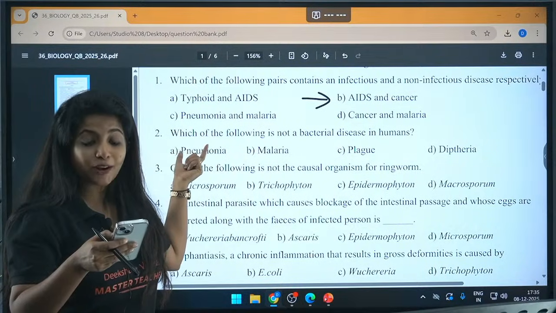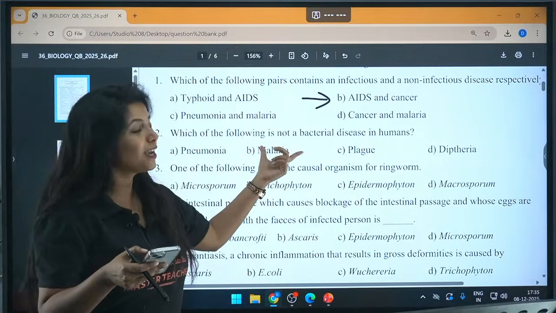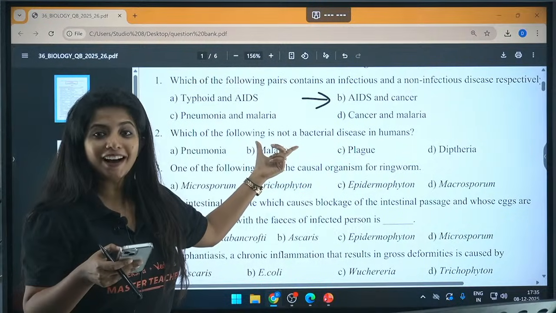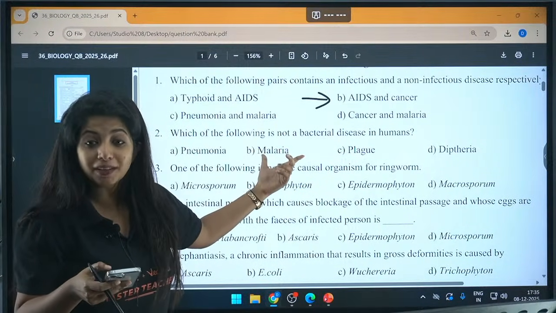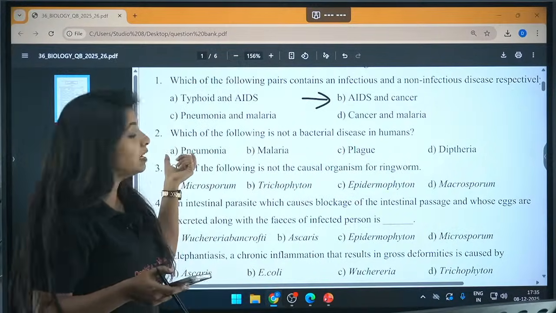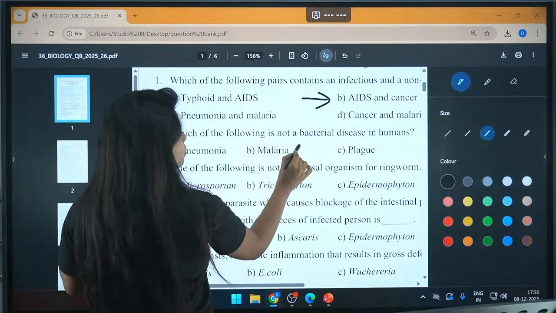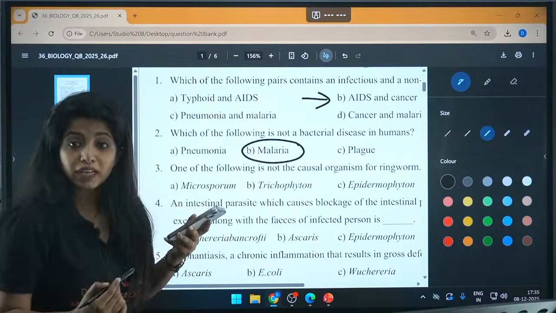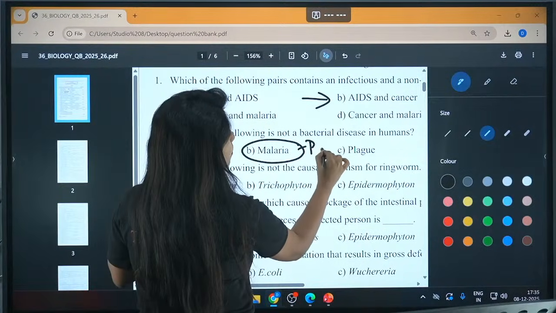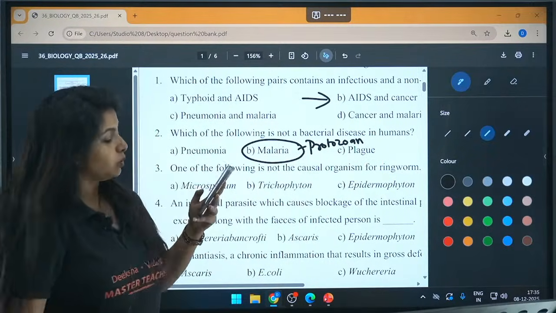Pneumonia is caused by what? Pneumonia is caused by bacteria, ma'am. Malaria is caused by what? A protozoan, a plasmodium. It is a protozoan, it is not a bacteria. Plague, diphtheria and pneumonia, three of them are caused by bacteria. One among them, that is malaria, is caused by plasmodium, which is nothing but a protozoan. So this would be the answer.